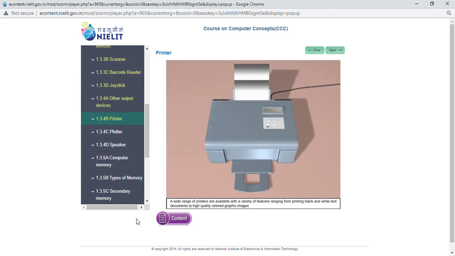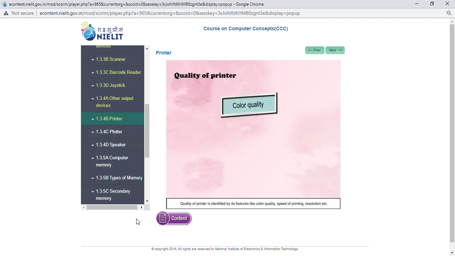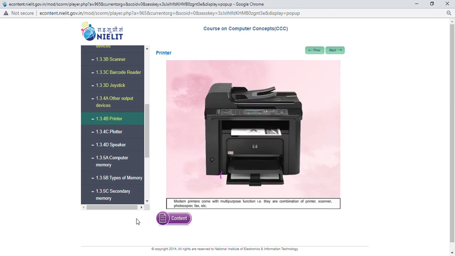A wide range of printers are available with a variety of features ranging from printing black and white text documents to high-quality colored graphic images. Quality of a printer is identified by its features like color quality, speed of printing, resolution, etc. Modern printers come with a multipurpose function, that is, they are a combination of printer, scanner, photocopier, fax, etc.